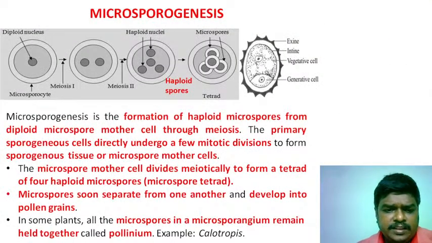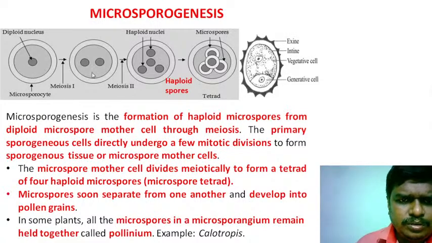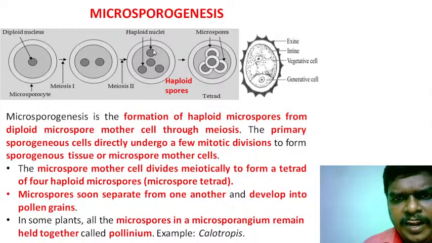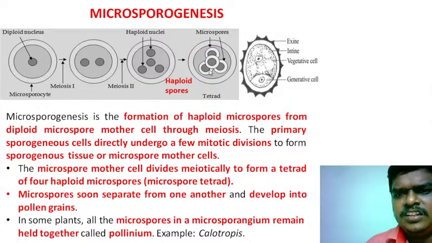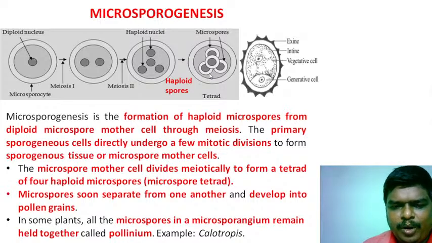How it will divide, you can see it here. This is the microspore. First it divides 2 and it becomes 4. And these are all the microspores. We call it a microspore tetrad. 4 spores are formed. All of them are haploid.